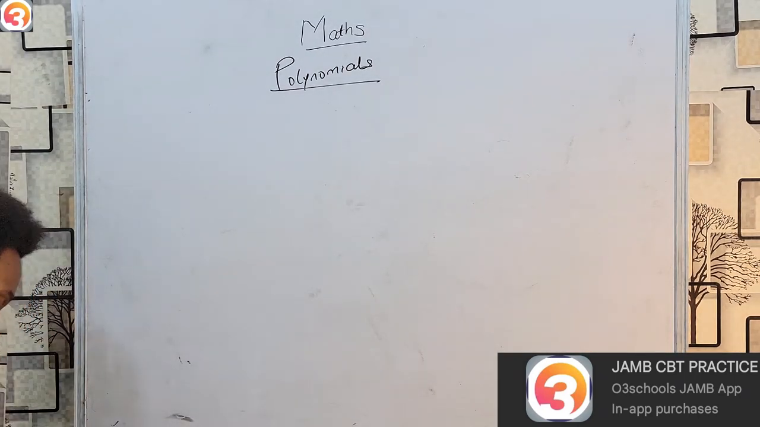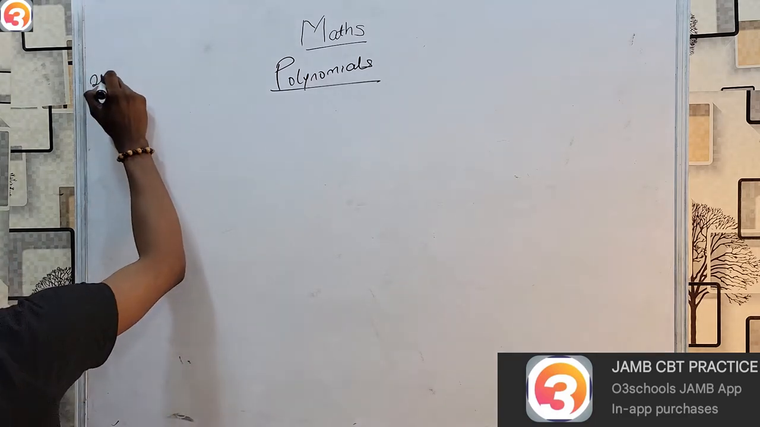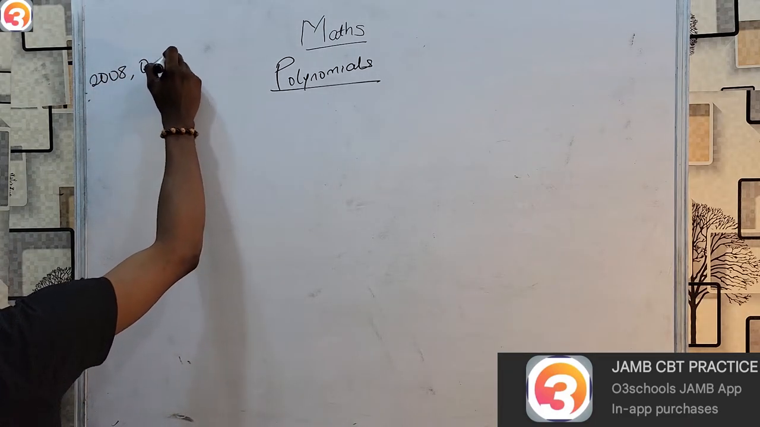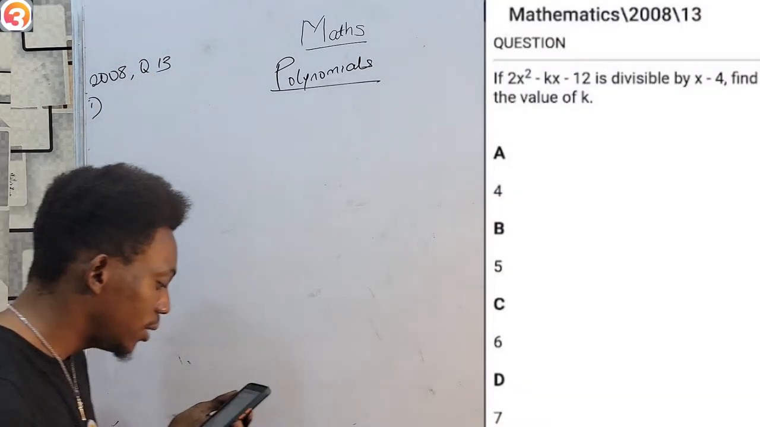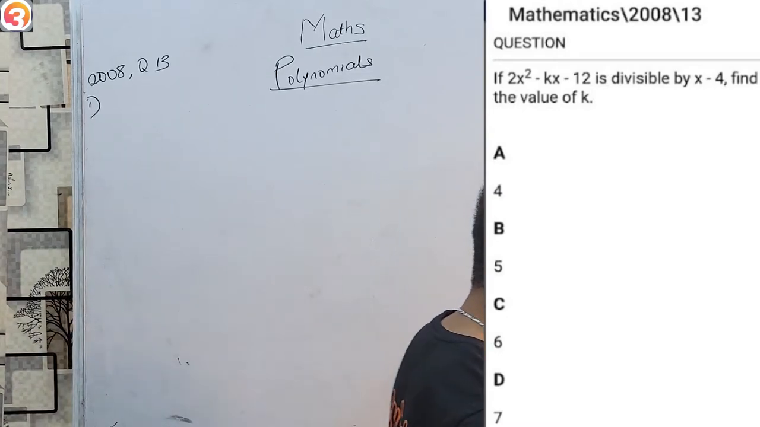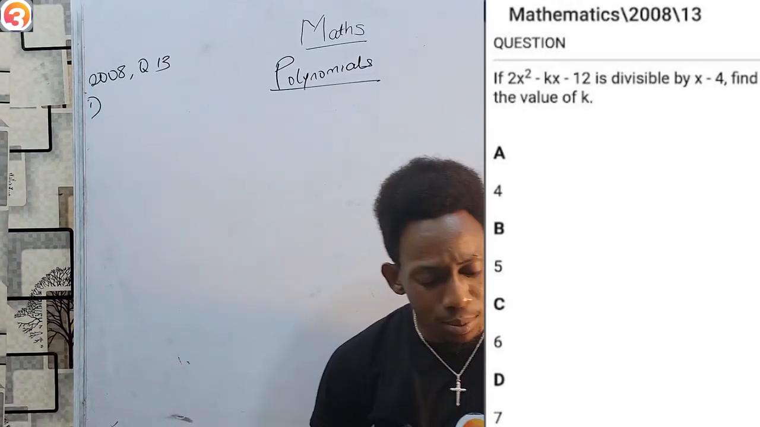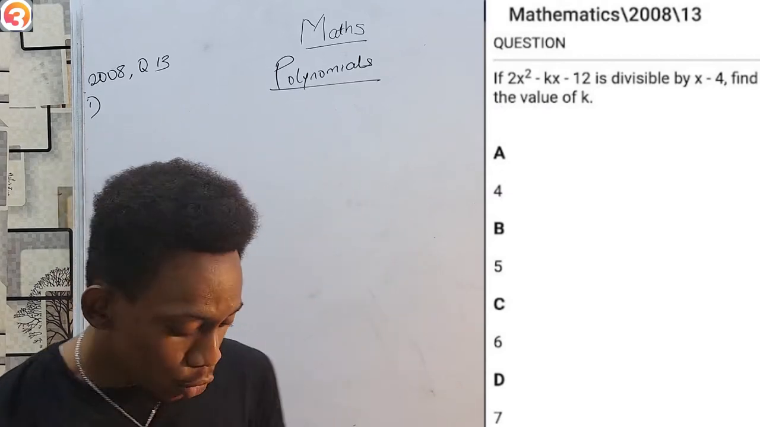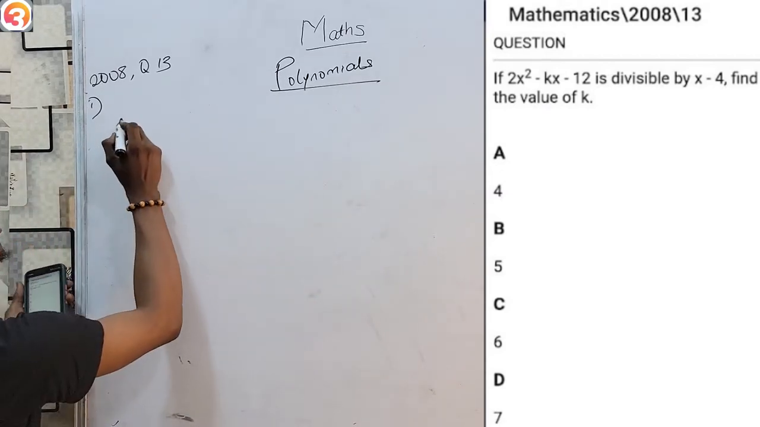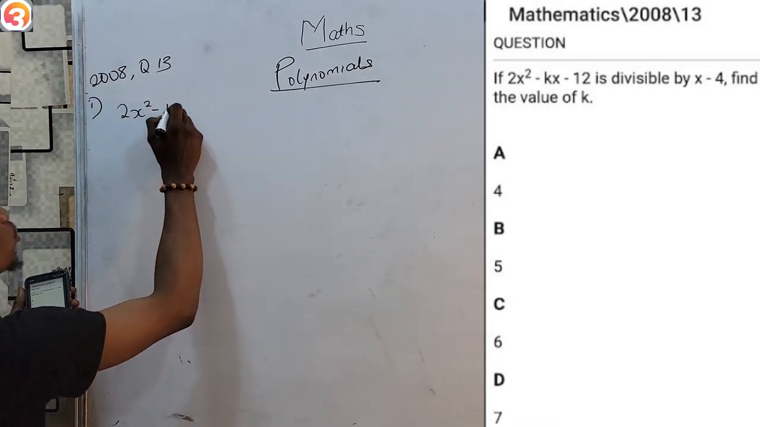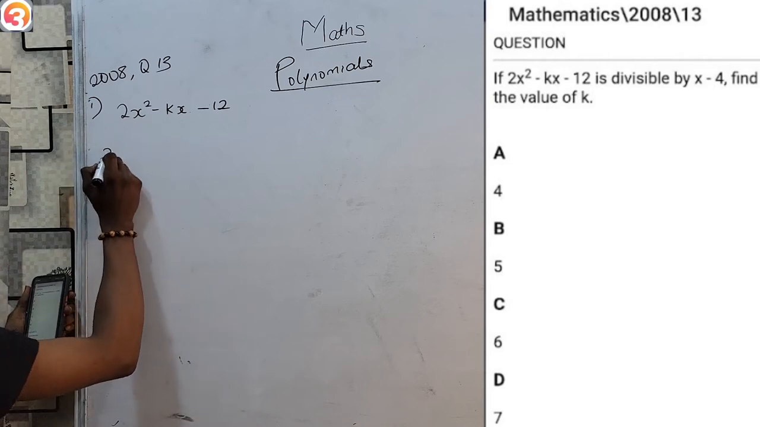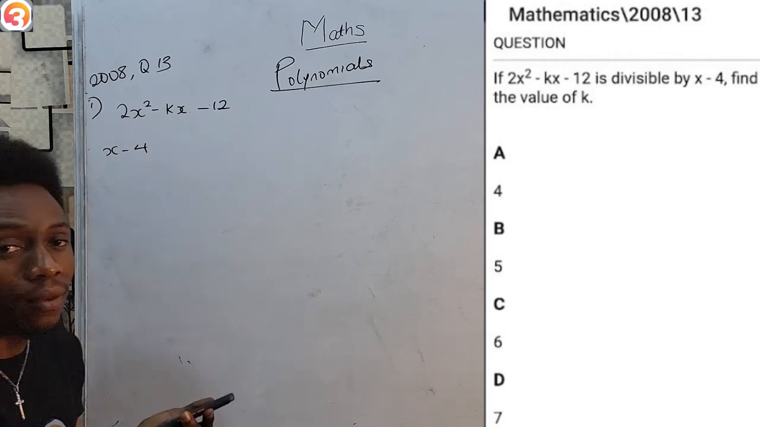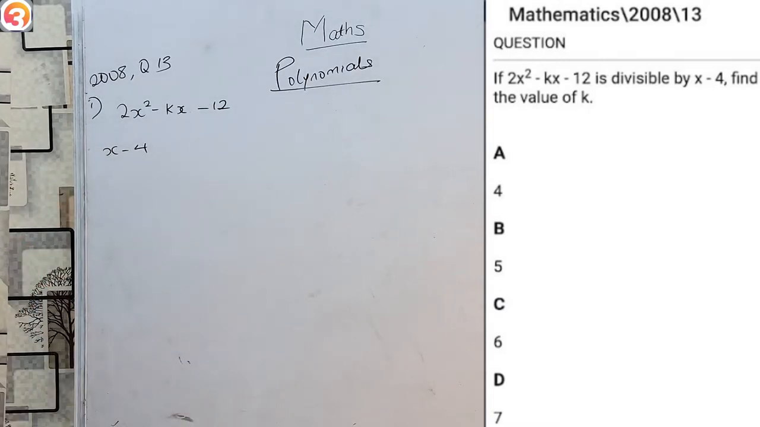Okay, my first question is from the year 2008. This is question number 13. And it says, if 2x squared minus kx minus 12 is divisible by x minus 4. Now, automatically, they've told me that 2x squared minus kx minus 12 can actually be divided, is divisible by x minus 4. That means if x minus 4 goes into it, there is no remainder. We want to get the value of k.